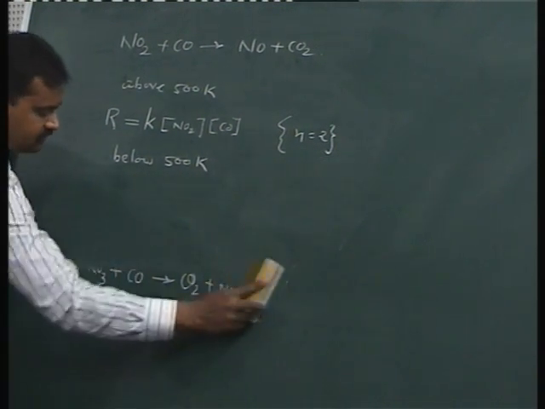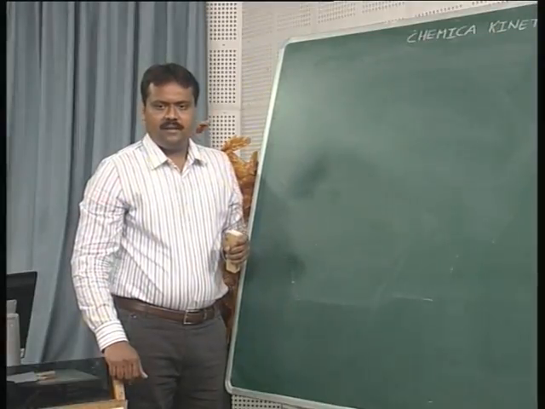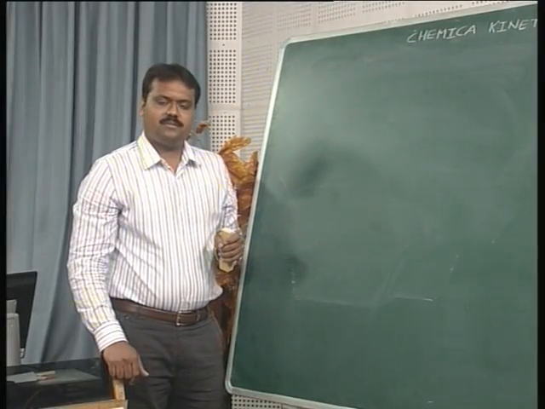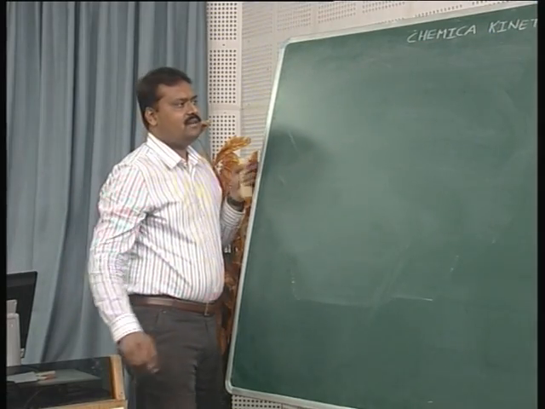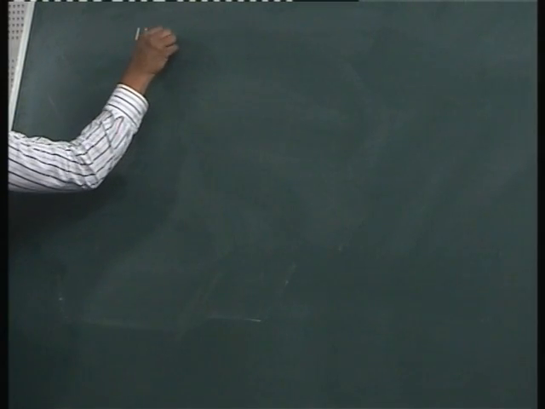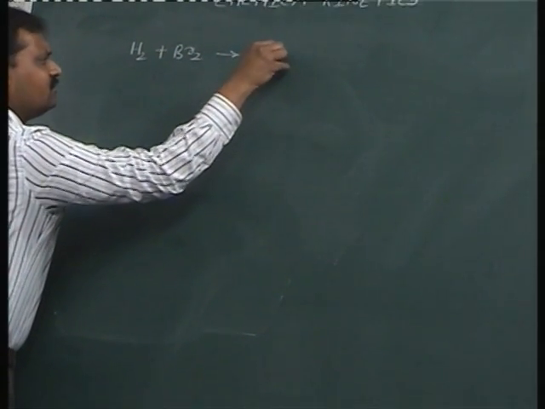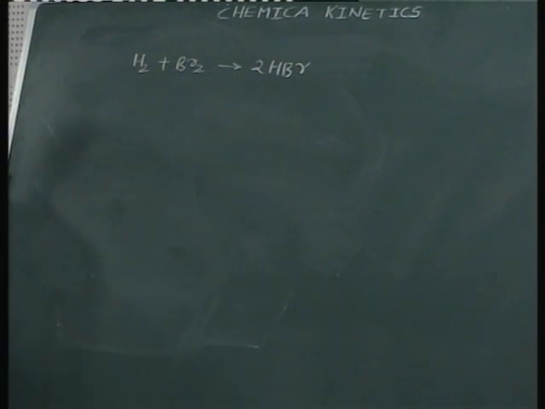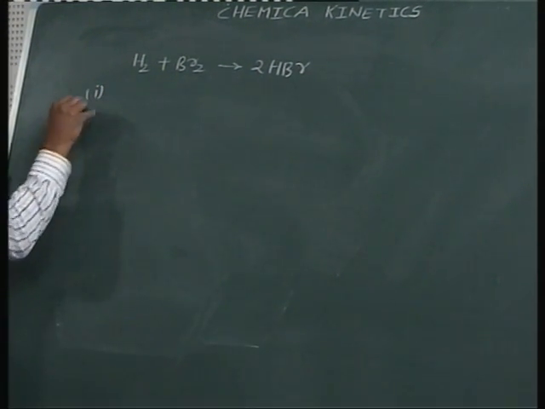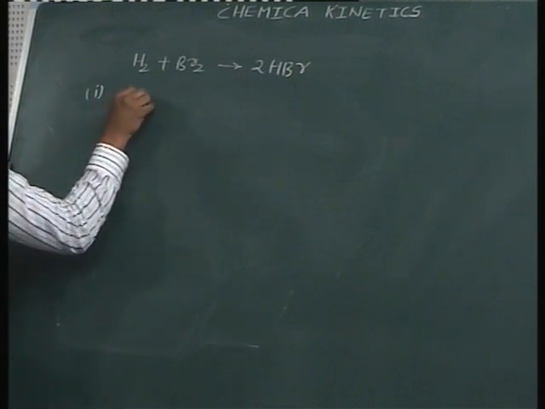Now let us try to establish the relation between the experimental rate constant as well as the rate constant which is derived from the mechanism. For that we will take one example in which H2 reacts with Br2 to give 2HBr. Now the probable mechanism for the given reaction is as follows in the first step.